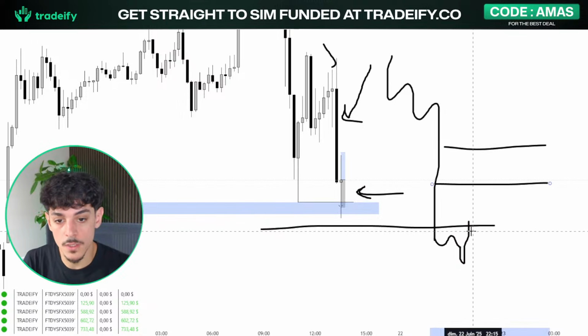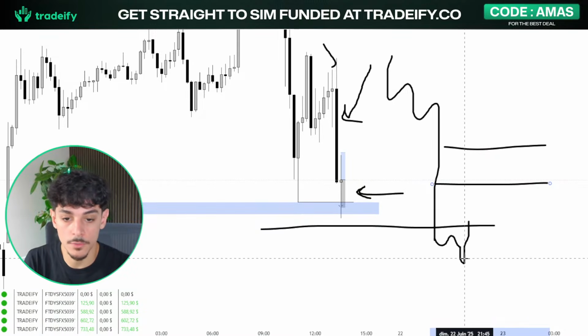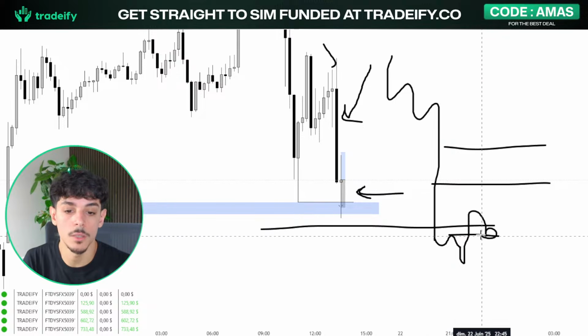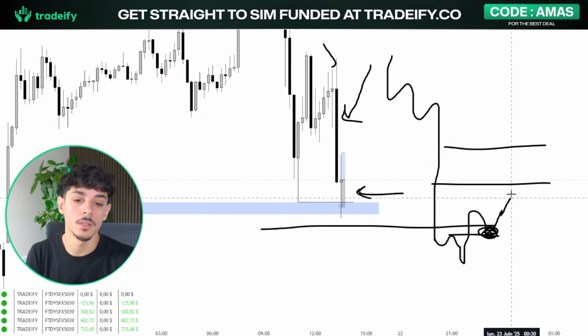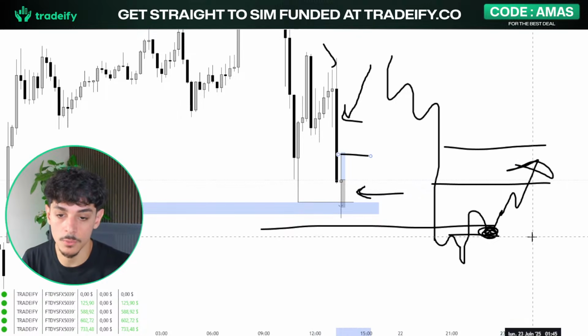A fair value gap to the upside. So what are the chances of us not going to fill this fair value gap if we rejected sell side and we created a breaker? That is, in my opinion, a high probability breaker. So I took the longs back to the gap. So this is exactly what I did.